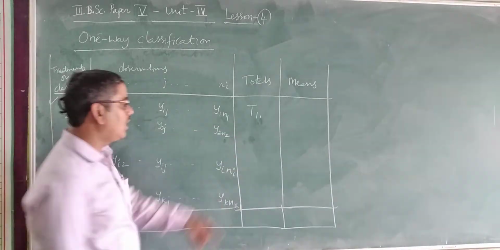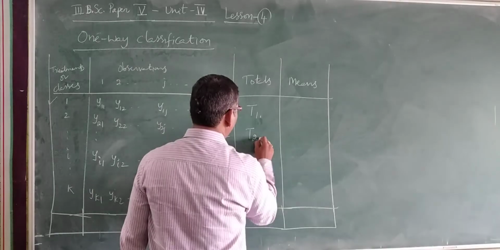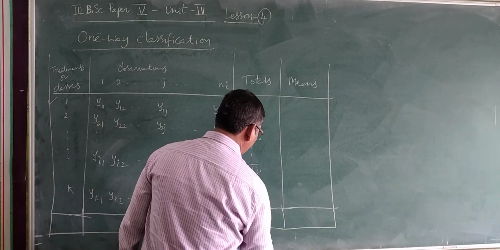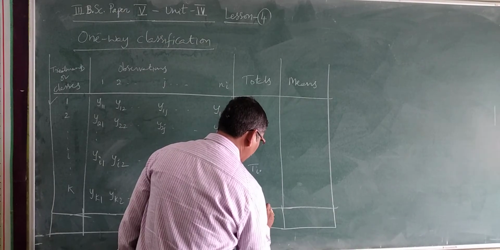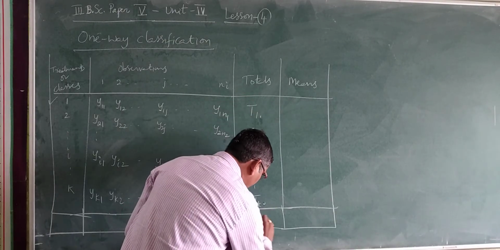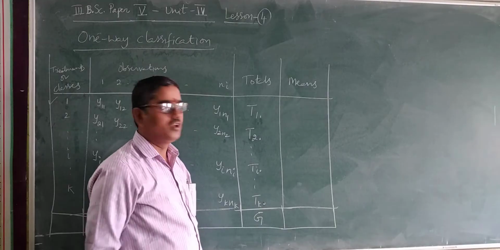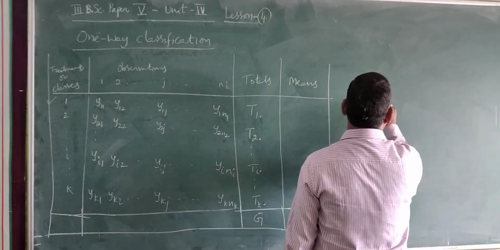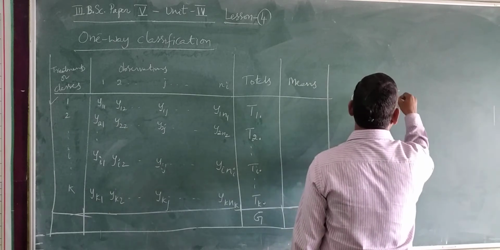You understand? Similarly, this is T2 dot, this is Ti dot, and this is Tk dot, and the grand total is called G. What is the formula of G? G is equal to the summation for i equal to 1 to k of Ti dot.